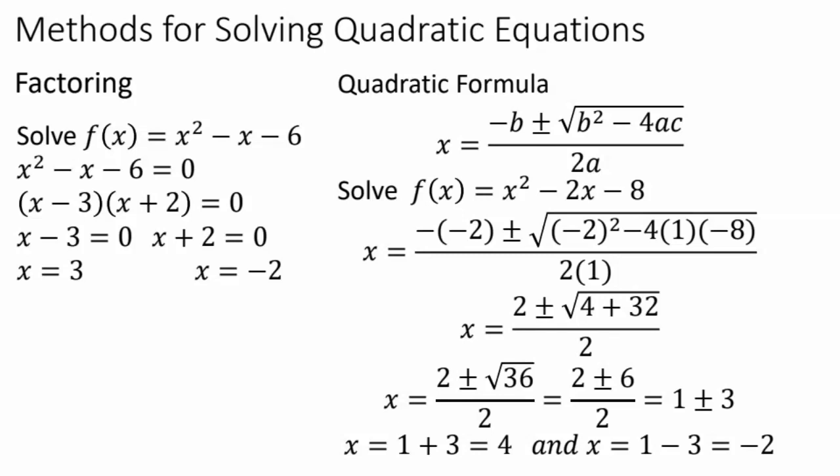So when we have the 2 plus 6, that's going to give us 8. 8 divided by 2 is 4. When we have the 6 as a negative number, 2 minus 6, that's going to give us a negative 4. So a negative 4 divided by 2 is negative 2. So those are our two solutions, x equals 4 and x equals negative 2. Okay. All right. Any questions on completing the square, solving for quadratics?